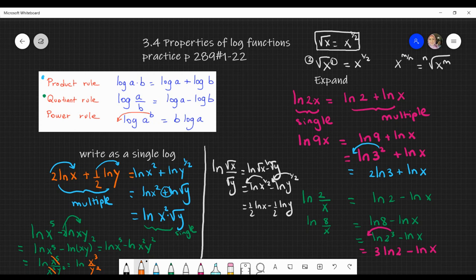Now it's your turn. You can practice page 289, number 1 through 22.